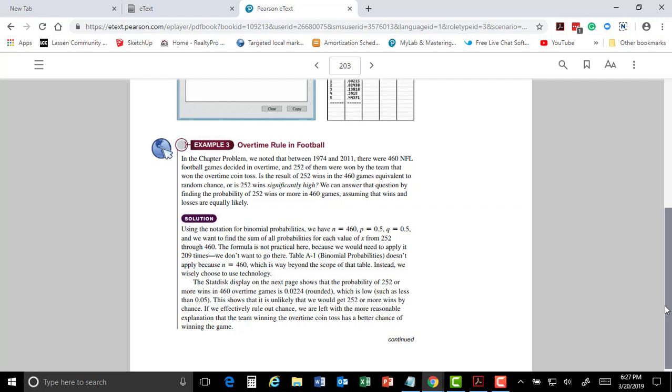A field goal? You don't win by the first point scored? It has to be an actual touchdown? Oh, okay. I didn't know that. It's not like that in soccer.